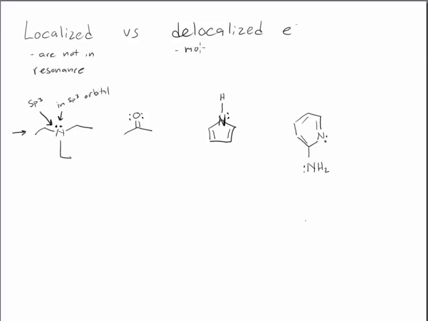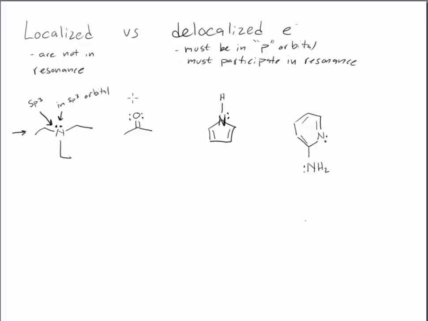So delocalized must be in a p orbital, must participate in resonance. So basically those are the differences we're looking for. Localized electrons are not in resonance. They're typically in an sp3 or an sp2 or an sp orbital. They are not in an unhybridized p orbital.